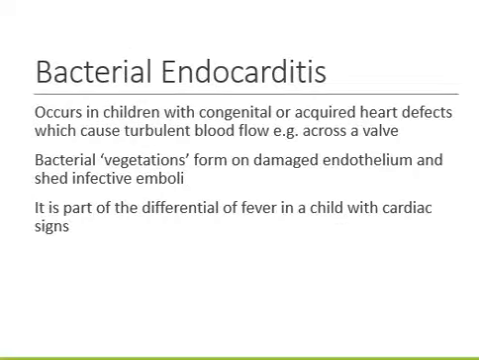This fourth acquired condition is bacterial endocarditis, which occurs in children with congenital or acquired heart defects, which cause turbulent blood flow, e.g. across the valve. Bacterial vegetations form on damaged endothelium and shed infective emboli. It is part of the differential of a fever in a child with cardiac signs.